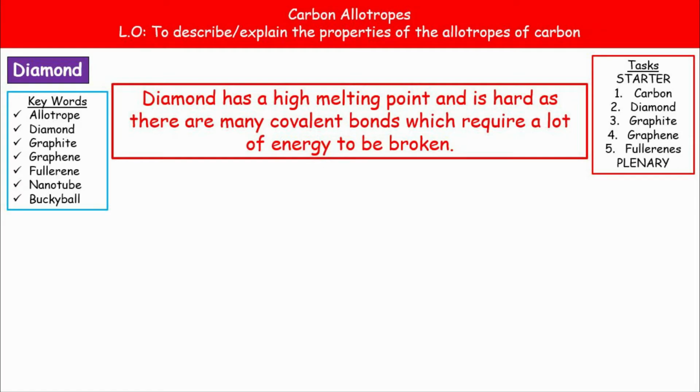Hopefully what we wrote down is that diamond has a high melting point and is hard because there are many covalent bonds. Now, covalent bonds are strong bonds, and that means we need a lot of energy in order to break them. So anytime you get a question about something like carbon and having a high melting point, the reason is there's a lot of strong covalent bonds that need a lot of energy to break them. So make sure you've got that sentence written down if you didn't get that correct.